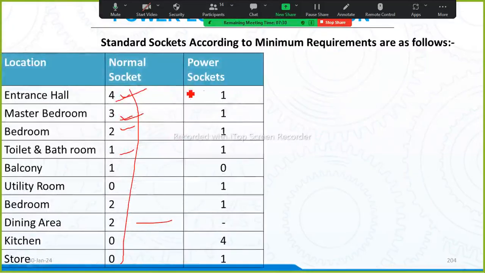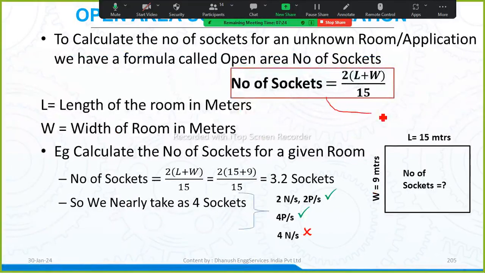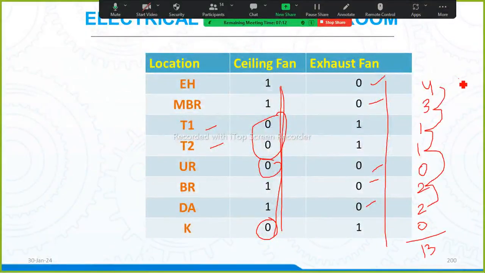For every room the standard number of sockets is given, but if you don't know the application of the room, the formula to calculate the number of sockets is 2 into (L plus W) by 15 for an open area. Now let us place the sockets. We will add the power sockets now. Entrance hall one power socket, master bedroom one, toilet 1 one, toilet 2 one, utility for washing machine one, bedroom one, dining area 0, kitchen around 4 to 6.